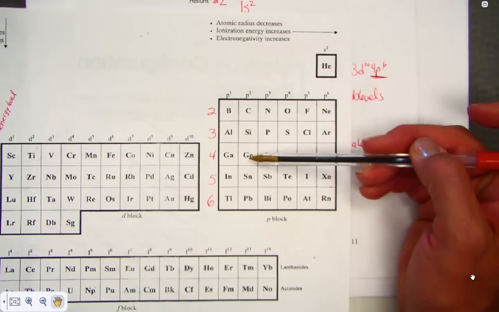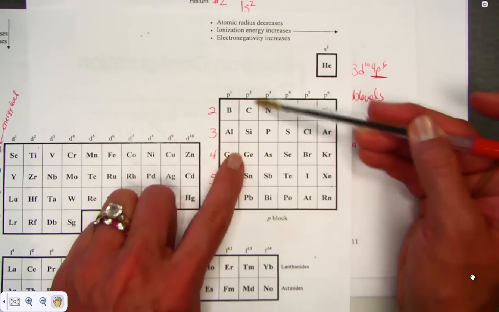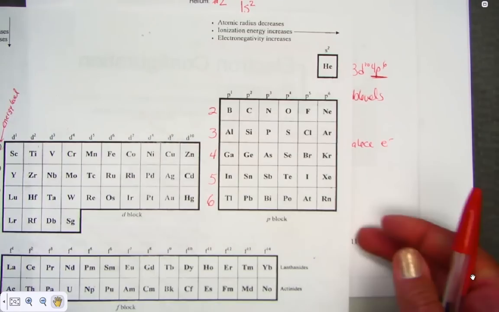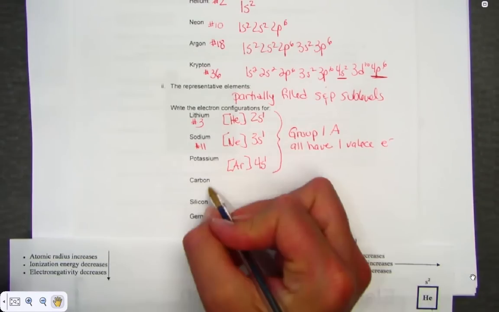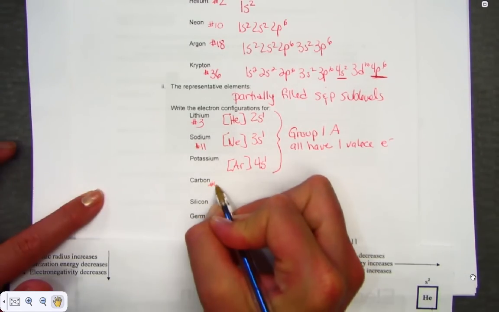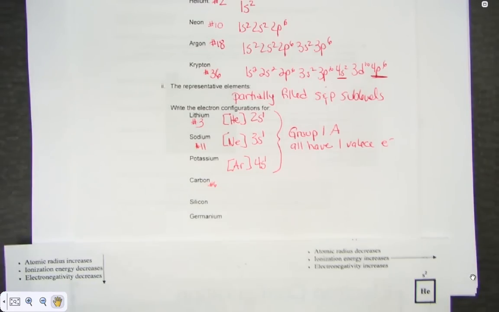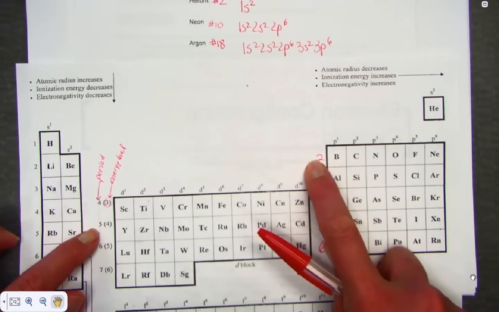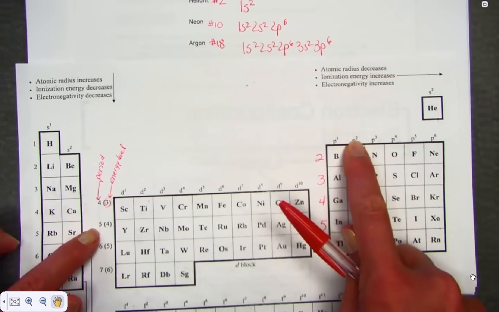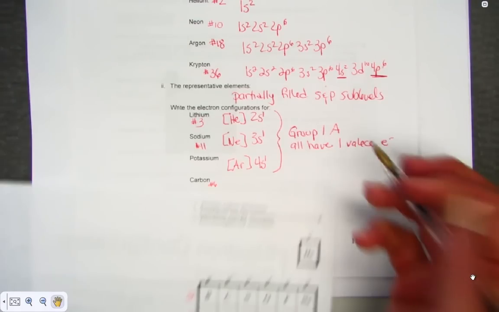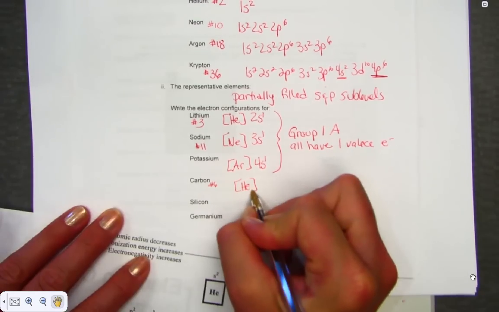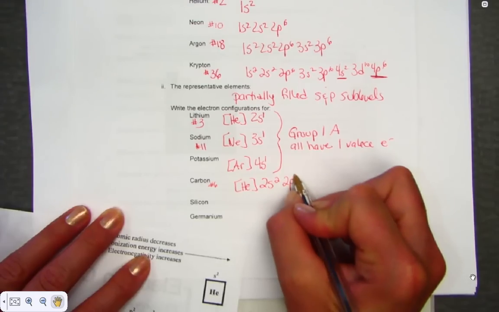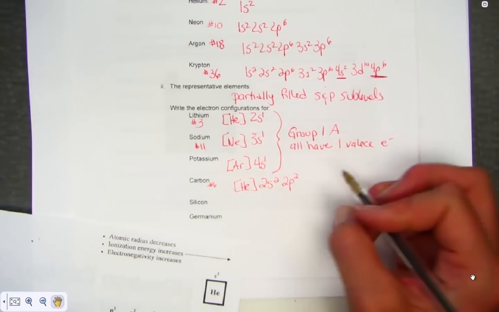Let's try another trend: carbon, silicon, germanium. They all lie in the P2 column. Carbon, number 6. We have 6 electrons to write for. Carbon is going to end with the 2p2. The last noble gas we pass through is helium. We have to pass through the 2s before we land at the 2p.